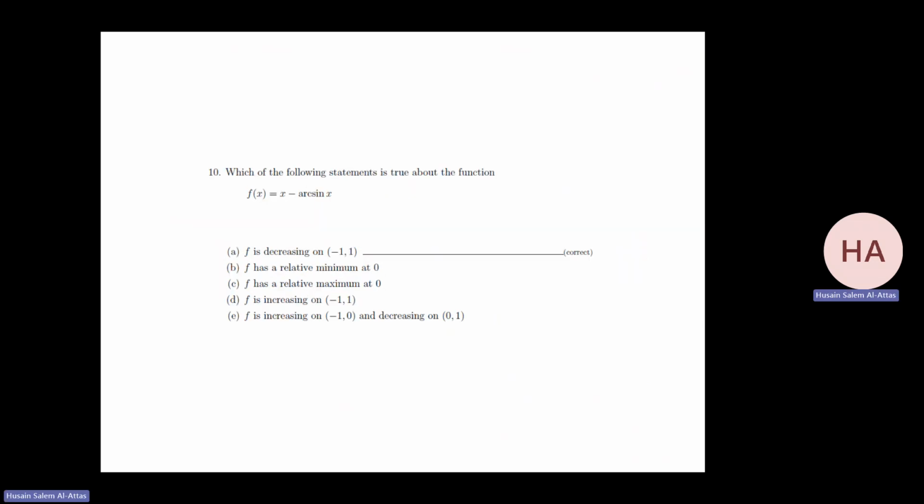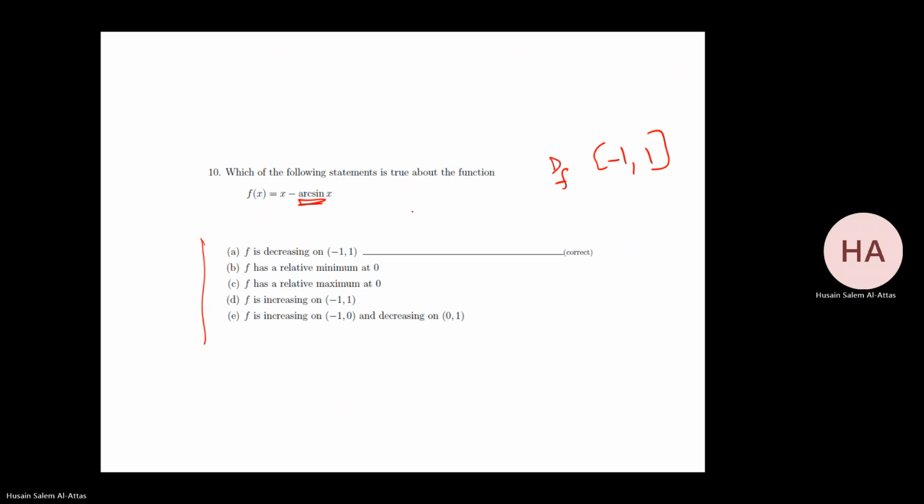What exactly is true about this function? Again, it's a strange function. He asked about increasing, decreasing, relative minimum. He wants me to do the first derivative test. Okay, what's the domain of the function? The domain is minus 1 to 1. This is the arc sine of x.